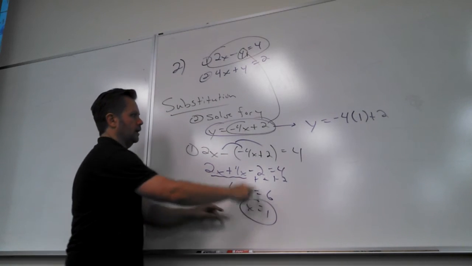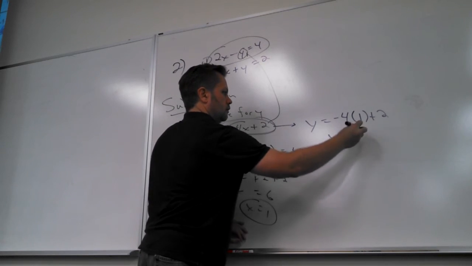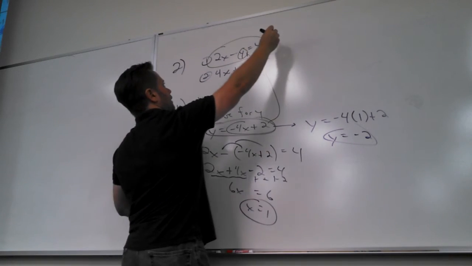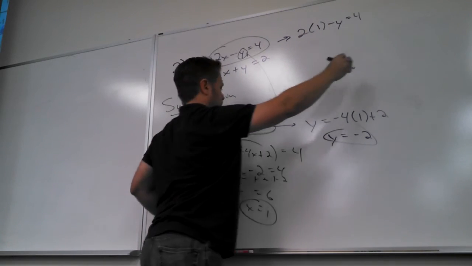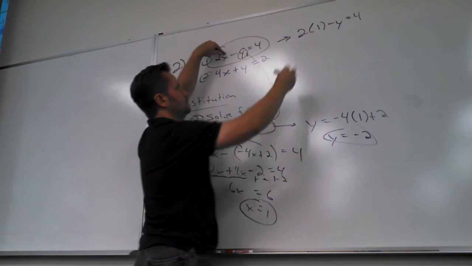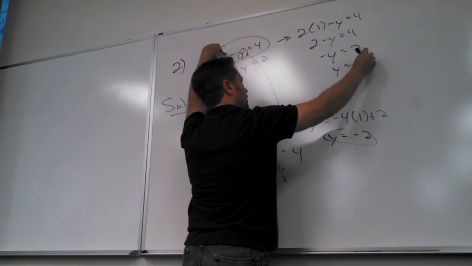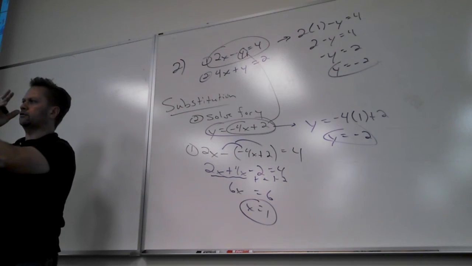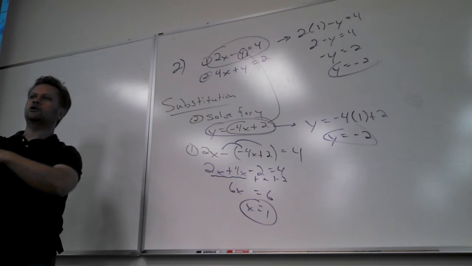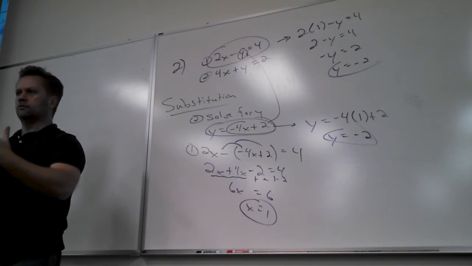So if I plug 1 back into this one, what do I get? Negative 2. If I plug 1 into the other one, right? Plug 1 in for x. I get 2 minus y equals 4. I get negative y equals 2. I get y is negative 2. I get the same thing. Of course I do, because it's the same point that they're both talking about. So it doesn't matter which one you plug it back into. But if you plug it into both, it's a way to check your work. Make sure you get the same thing.